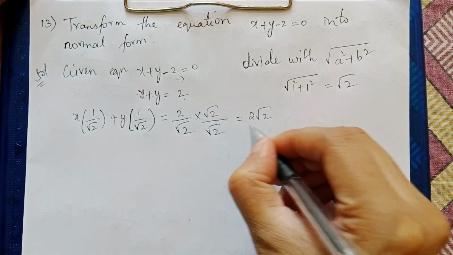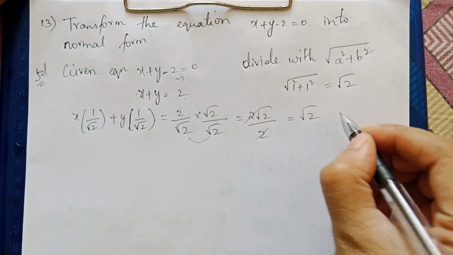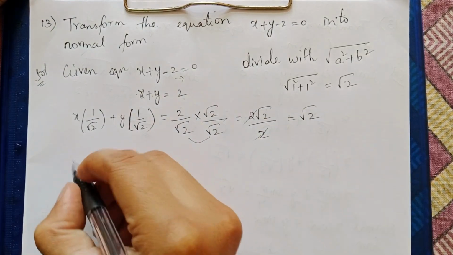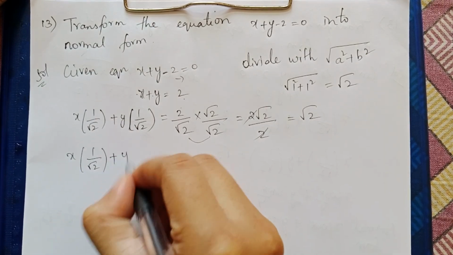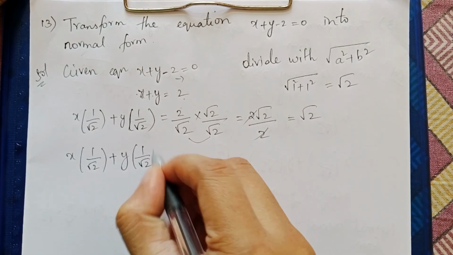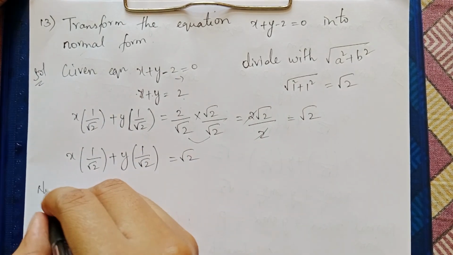Now rationalizing the denominator here, we multiply by root 2 by root 2, which gives 2 root 2 by root 2 into root 2, which is 2. The 2 gets cancelled, so this is equal to root 2. So our equation becomes x into 1 by root 2 plus y into 1 by root 2 is equal to root 2.